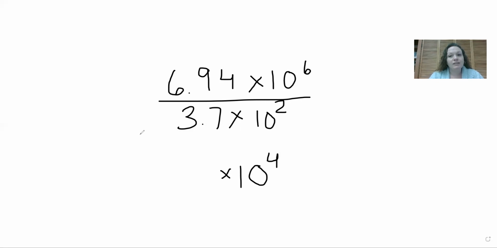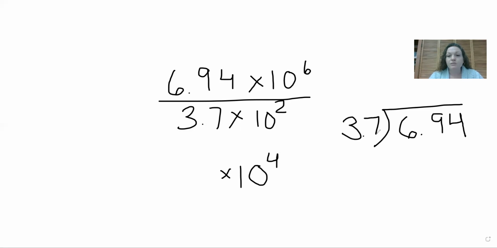And now you can set this up to do a division sentence. I'll show you how that would work, but I'm going to tell you that for this one, I used a calculator. I just wanted to keep this video on the shorter side. This is what you would be doing. If you typed it into a calculator, you would type in 6.94 divided by 3.7. The answer that you get is going to need to be rounded. I rounded my answer to 3 decimal places, and so I have 1.876 times 10 to the 4th.